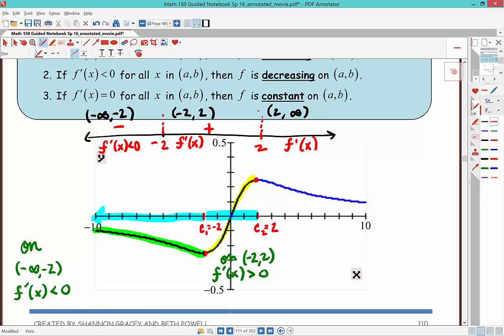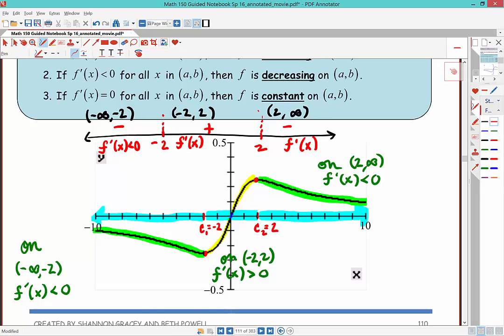And then as we move from 2 on to infinity, what do you think is going to happen? Good, we have this decreasing behavior. So what does that mean about our derivative function? It means that on 2 to infinity, f prime at x is less than 0. So we would put a negative here in this number line.